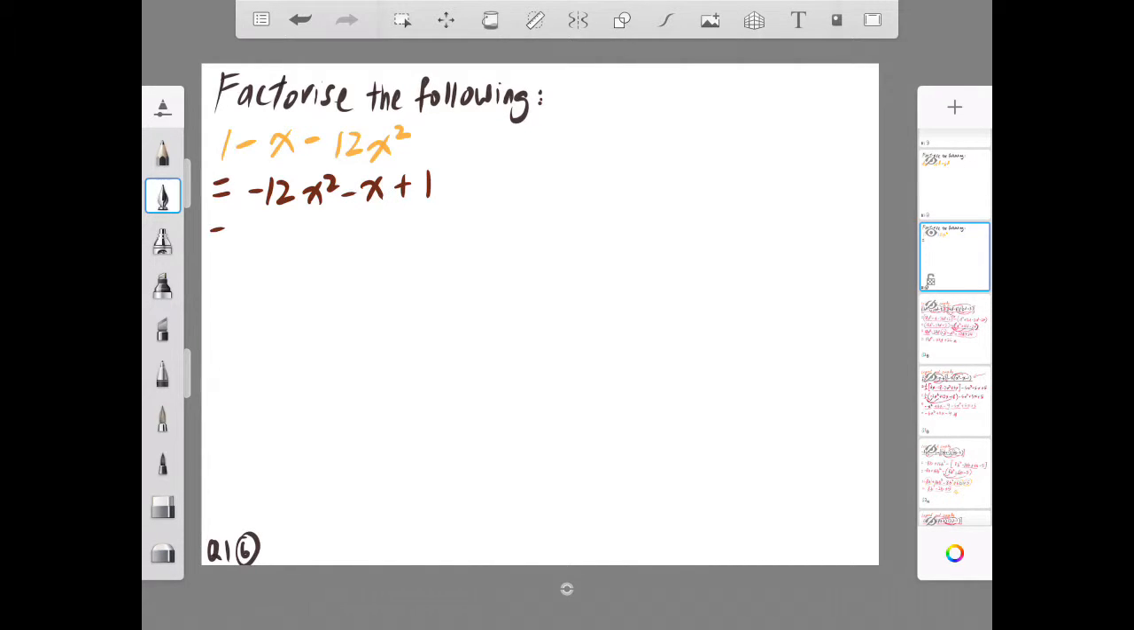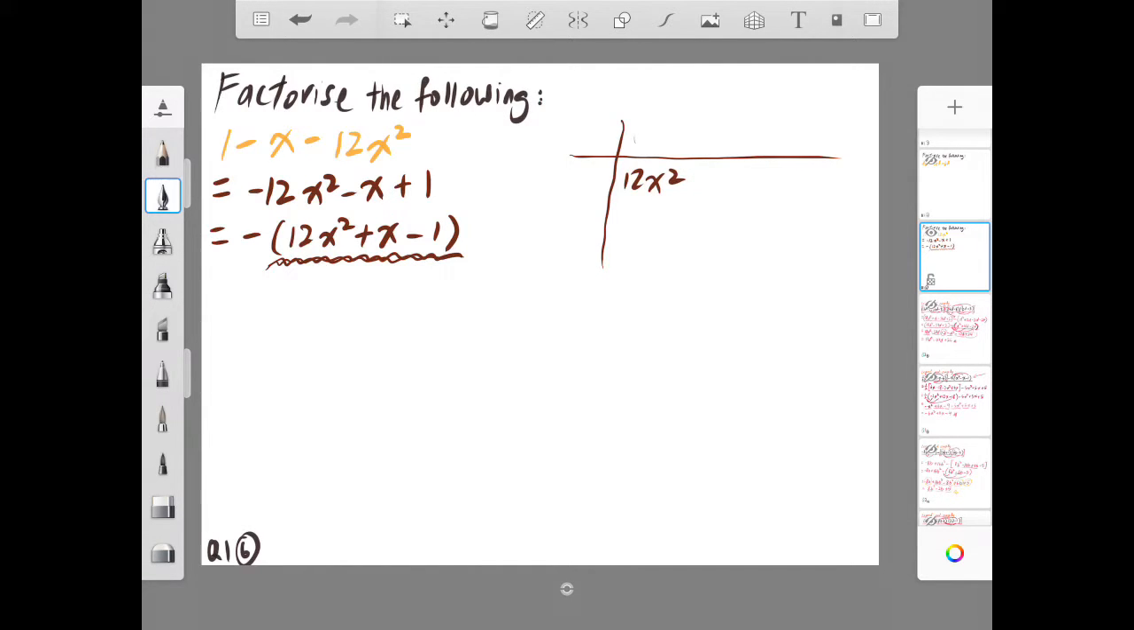Alright, and then the next step, I will factorize out the negative sign first, because I don't really like to have a negative sign in front of my x squared. So I'll factorize out the negative sign, and that will give me 12x squared plus x minus 1. Now I will use the multiplication frame to do the factorization for this curvy line over here. My multiplication frame will look like this: 12x squared, minus 1.